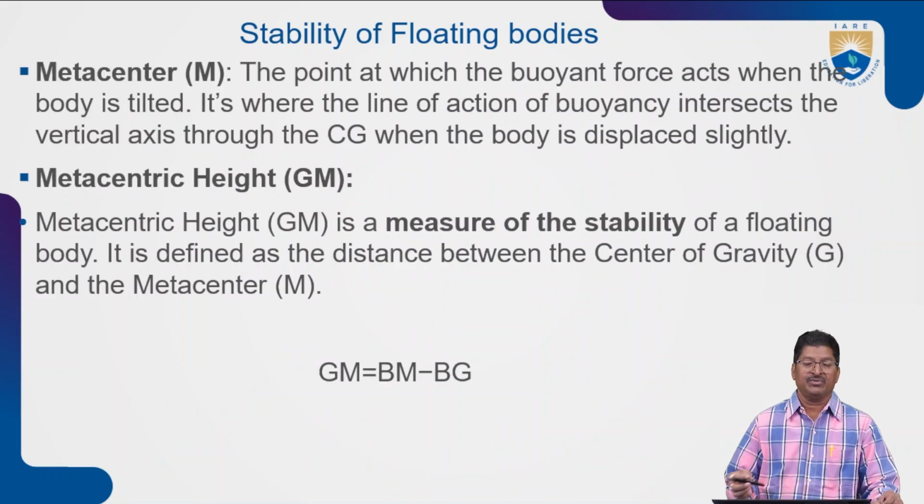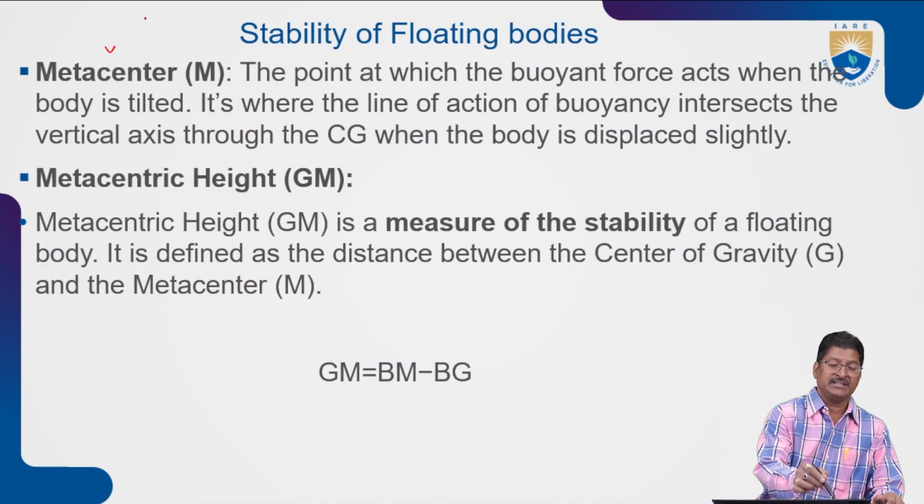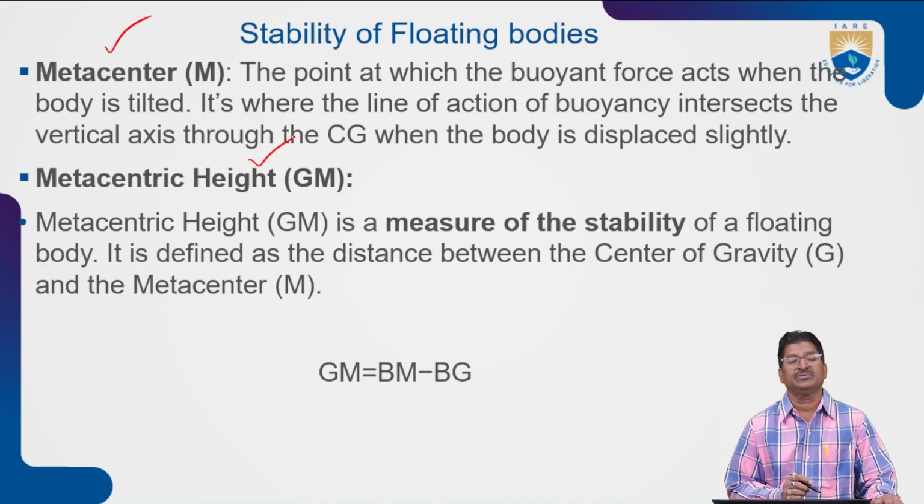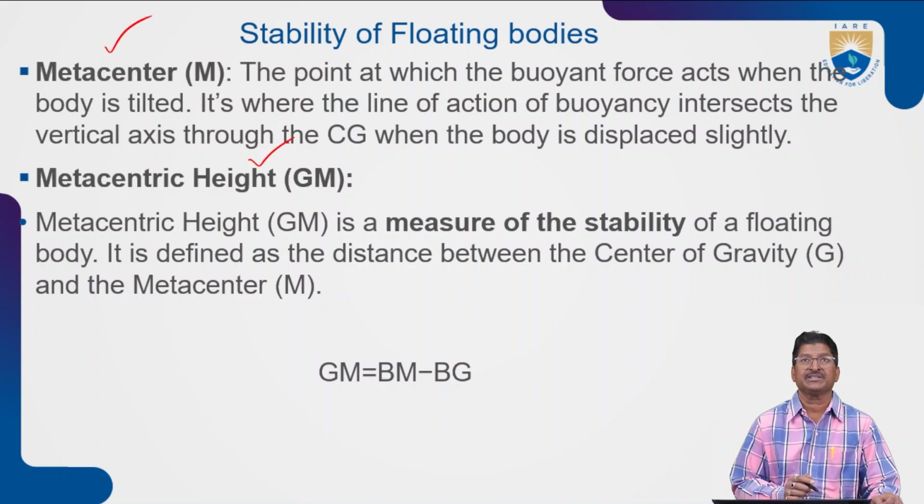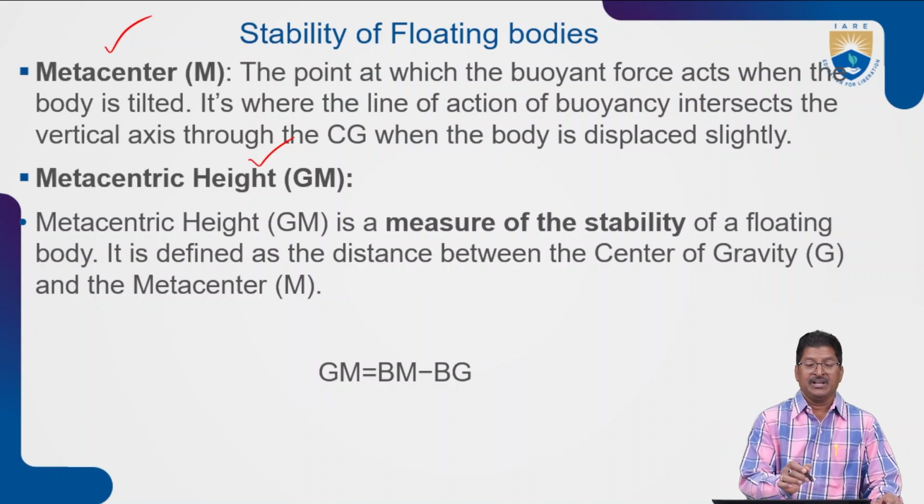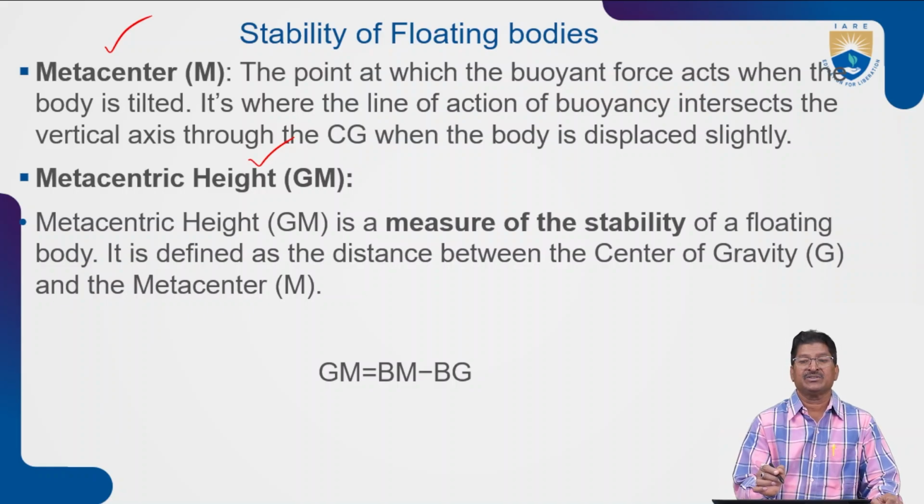Now, stability of floating bodies: the metacenter is there and the metacentric height is there. So what is the metacenter? What is metacentric height? You can see here. The point at which the buoyant force acts when the body is tilted. So the point of buoyancy is there, that means the resultant of the upward force will act at a certain point. Then what does the metacenter mean?